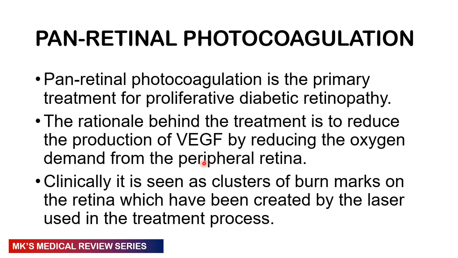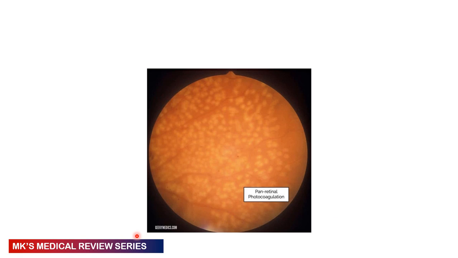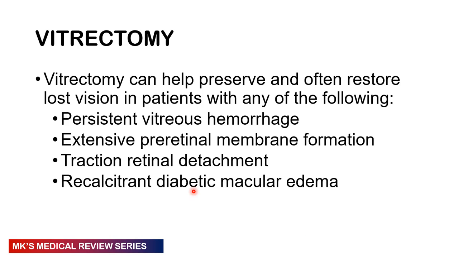Clinically, it's seen as a cluster of burn marks on the retina, which have been created by a laser used in the process of treatment. So this is what it looks like, after a pan-retinal photocoagulation. And then a vitrectomy can preserve and often restore the lost vision in patients with persistent vitreous hemorrhage, extensive pre-retinal membrane formation, tractional retinal detachment, and recalcitrant diabetic macular edema.